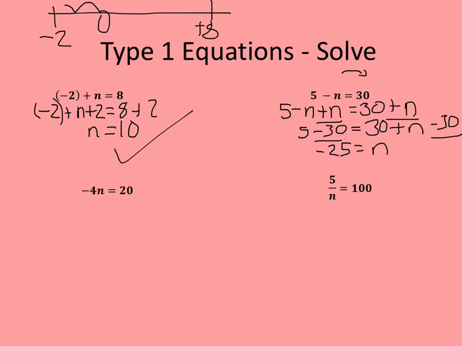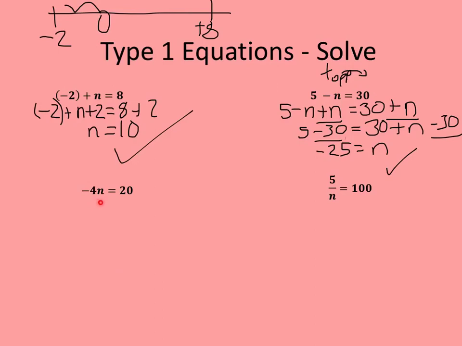I'm going to look back and see if that makes sense. 5 take away a negative 25. So if I'm taking away a negative, I add the opposite. That's an add the opposite. So it's 5 plus 25 makes 30, so that makes sense.